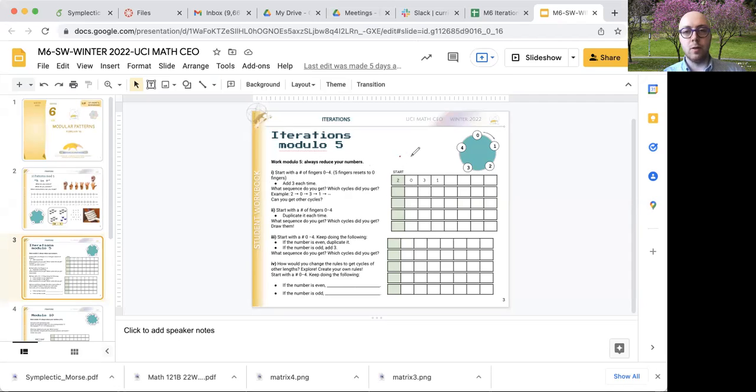If you look at the workbook for this week, if you start with 2 fingers and you add 3, you go around this circle to 0. Then if you add 3 again, you come to 3. And 3 plus 3 is equivalent to going around the circle 3 times: 1, 2, 3, and you end up back at 1. The next number would be 4, and from 4, if you add 3, you get 7, and then you take away 5, so you get 2.